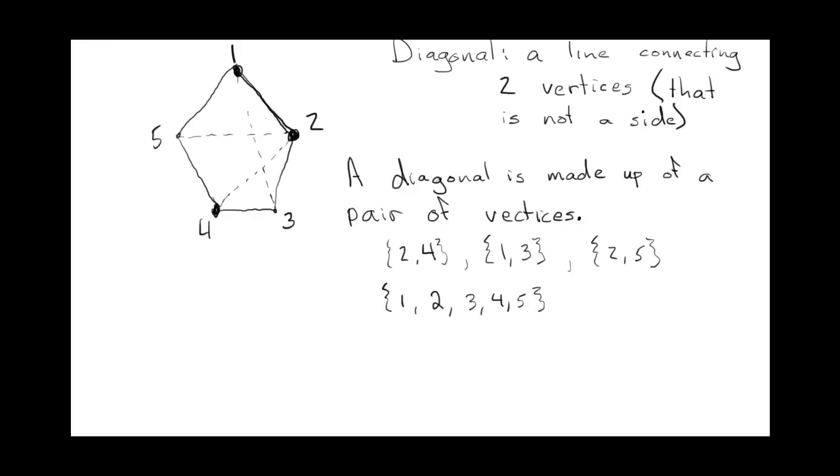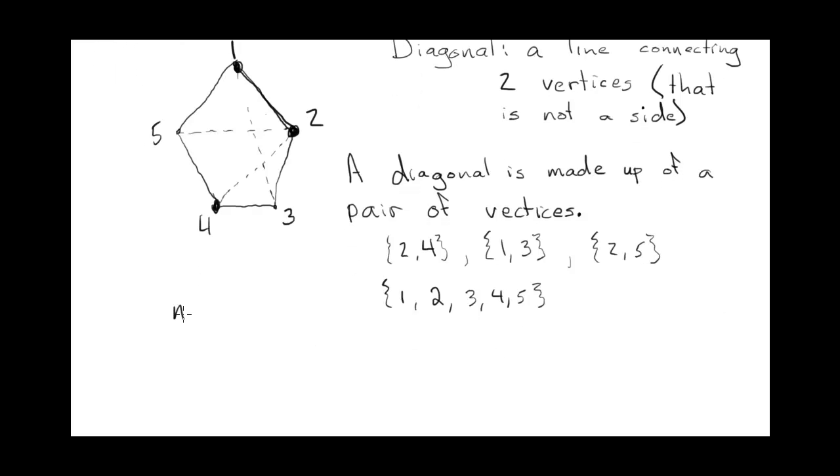Well, that's just a combinations question, right? nCr, how many objects do I have to choose from? Well, I have 5 objects, and I'm choosing 2 at a time. I'm choosing them in pairs. So I'm doing 5 choose 2. So that's just equal to 10. So the question is, are there 10 diagonals?